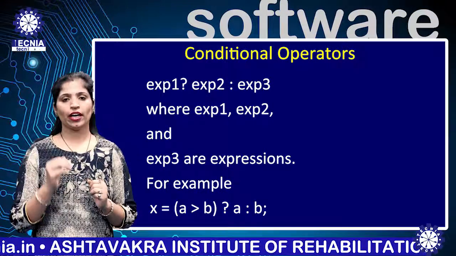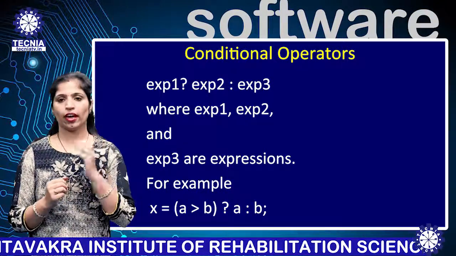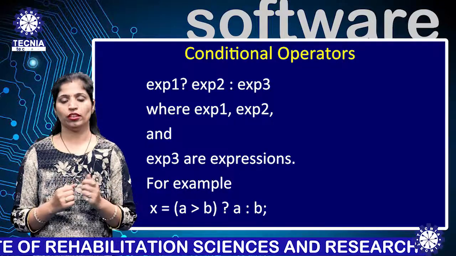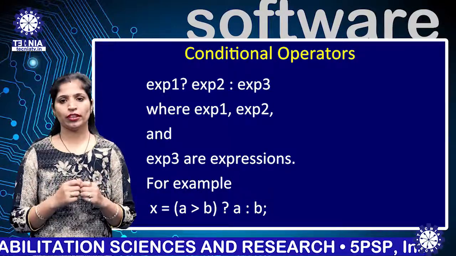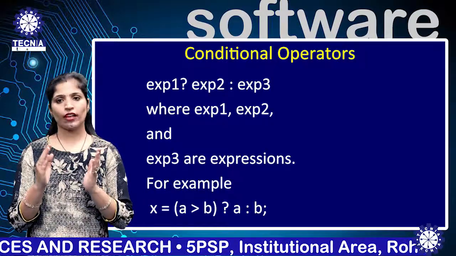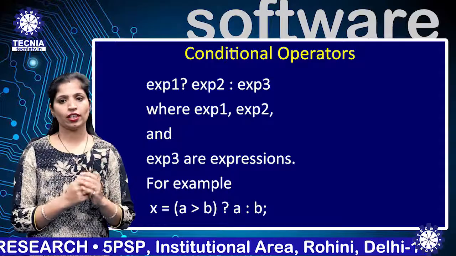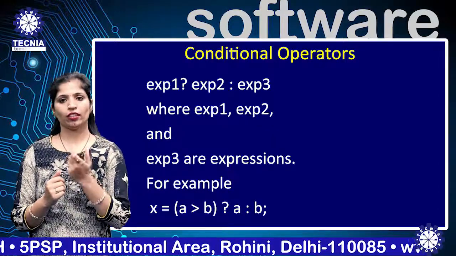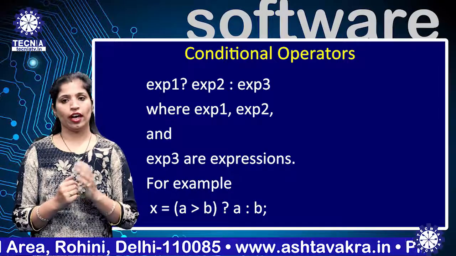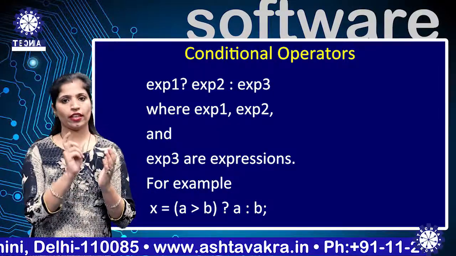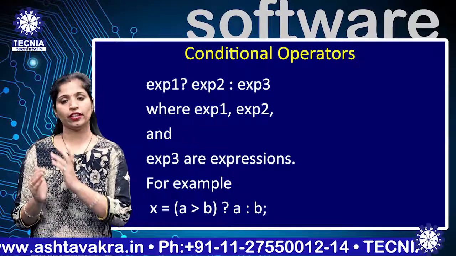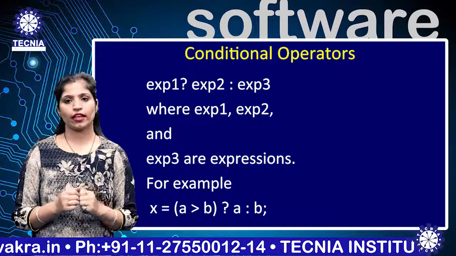For example, we have two different variables a and b. a has the value 10 and b has the value 15. If we compare these two variables a and b using the conditional operator and place the value into x, here x will be assigned the value of b, because a is greater than b is false. That's why expression 3 will be evaluated and its value will be placed inside x.